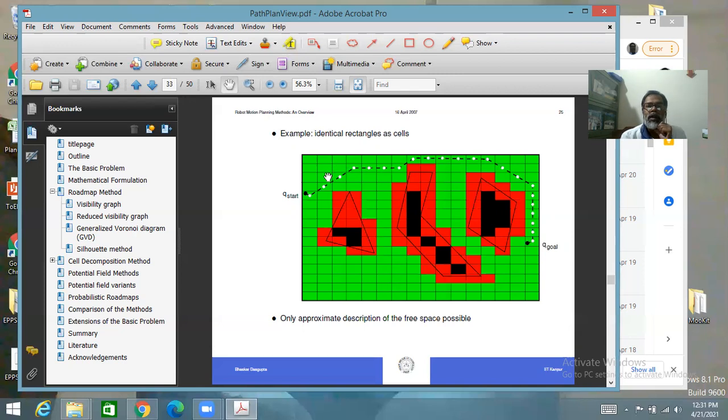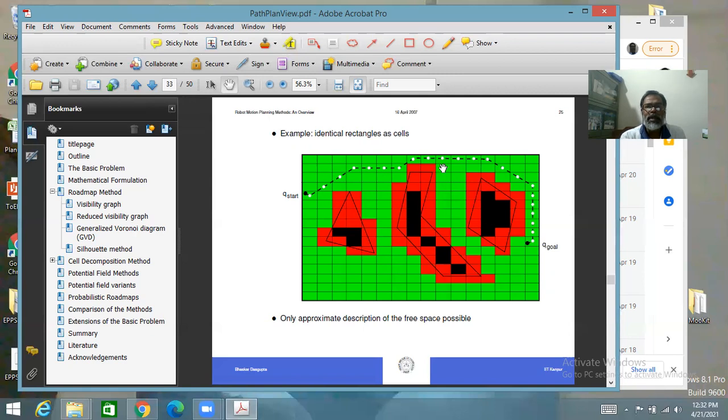Through the green rectangles, which are completely free, you need to plan a path. The black cells in the cell decomposition are completely filled. Red ones are mixed. So in the path planning, you try to avoid black ones as well as red ones. You need to plan your path through the free cells only.